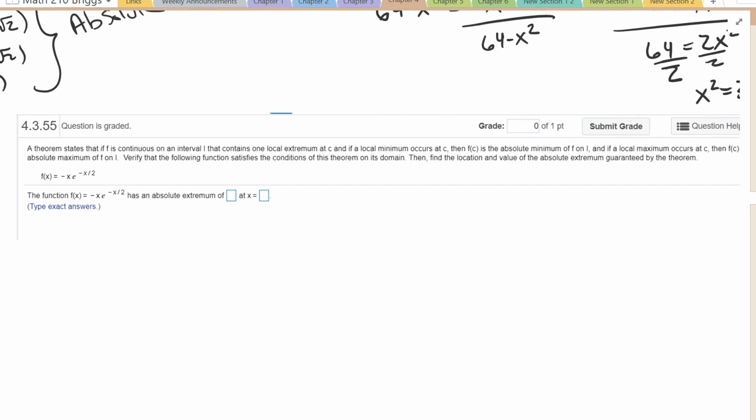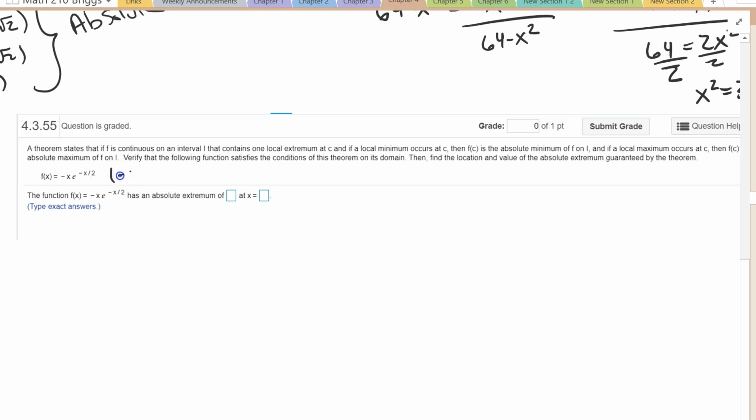This next question is, a theorem states if a function is continuous on an interval and contains one local extremum, that local extremum occurs at C, then the value of the function at C is the absolute minimum on F. And if a local maximum occurs at C, then the value of the function at C is the local maximum. Verify the following function satisfies the condition of this theorem on its domain, then find the location of the absolute extremum guaranteed by the theorem. So in this case, this function is continuous everywhere.